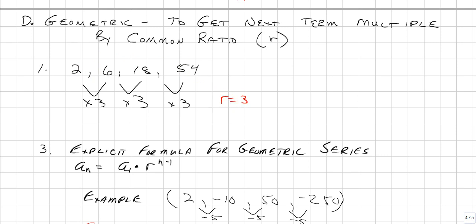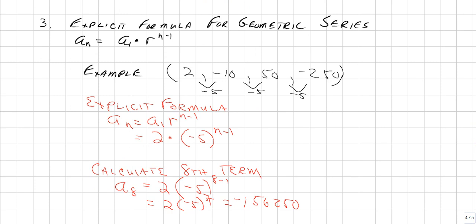Now, it could be a fraction, and the numbers would get less. It could be negative, and then it'd switch back and forth. An explicit formula for a geometric series, here's the formula. It's a_n, that gives me whatever term in the sequence I want, is equal to the first term times r, then to the power of the n minus 1.